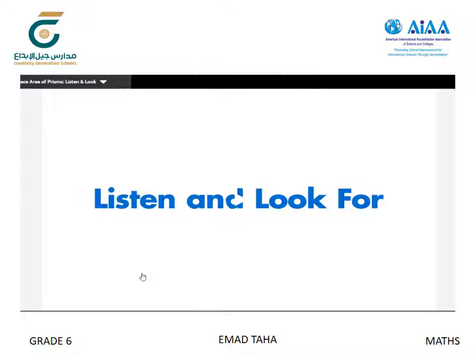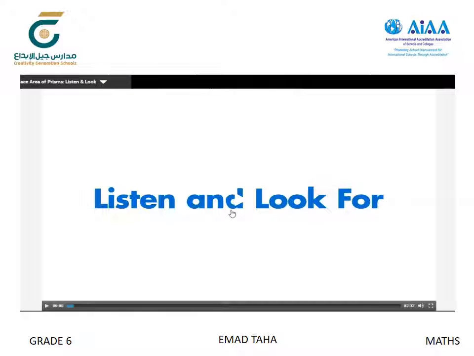Welcome to Jelly First School. Our lesson today is about the surface area of prisms. Please listen and look carefully.